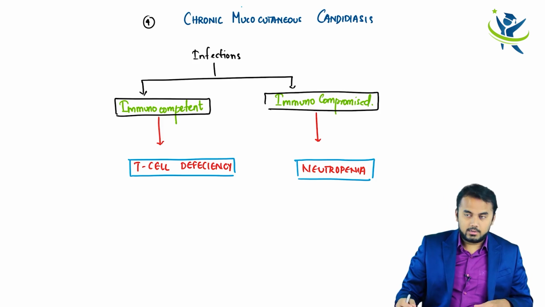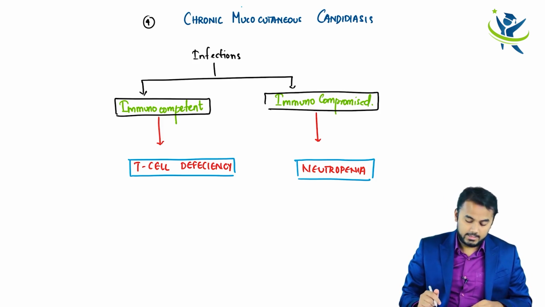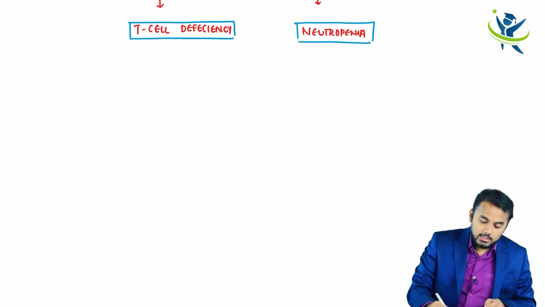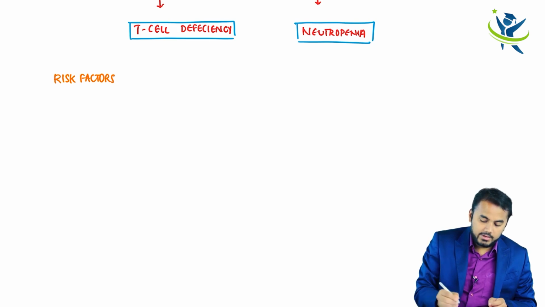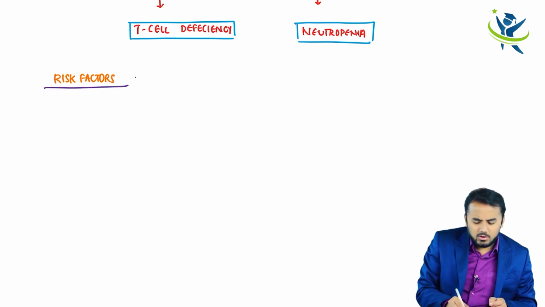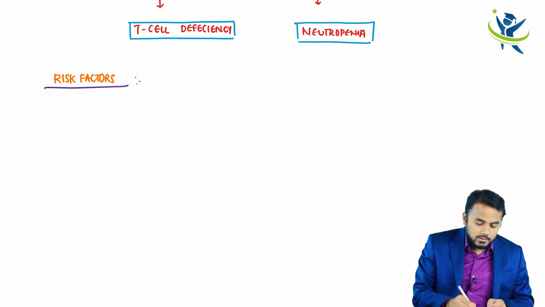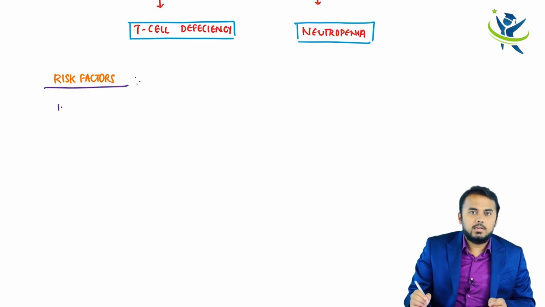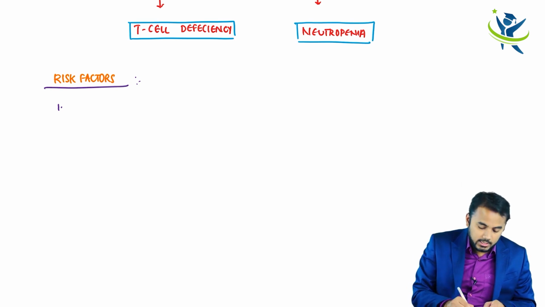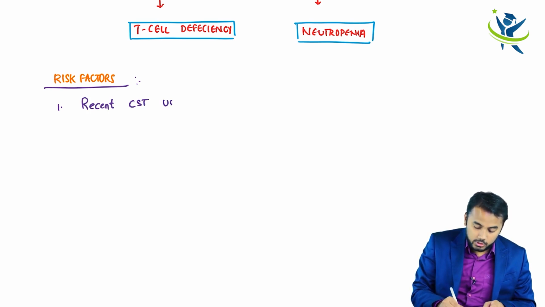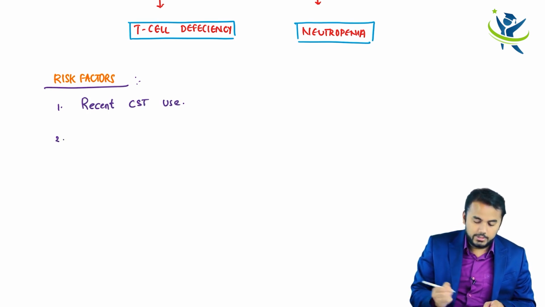So what are the risk factors? Regarding the risk factors, which group of people are most commonly affected with this? I think all of you know these risk factors by now. The first group of risk factors is those who are using corticosteroids, right? Recent corticosteroid use, recent CST use. CST means corticosteroid.